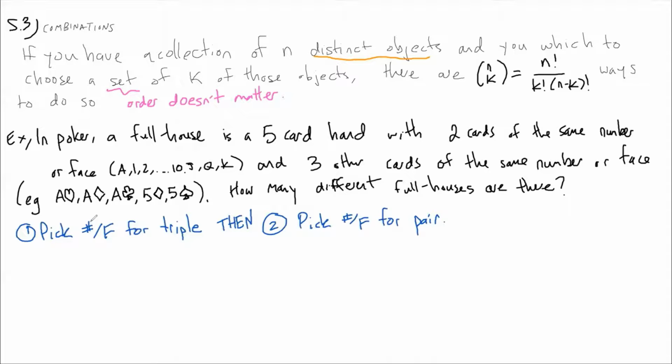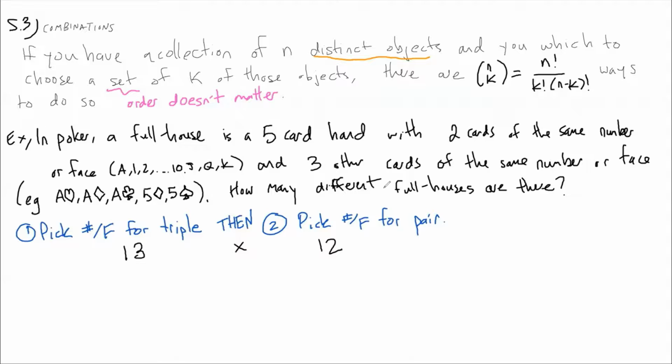So what I'm going to do then is pick my number or face for the triple. For that, there are 13 possibilities for the triple. And then if I want to pick my number or face for the pair, one of them is now gone. I definitely cannot have a pair that has the same face as the triple because that's too many cards, right? There's only 4 different suits. So for the pair now, there's only 12 left. So there's 13 times 12 ways that we could arrange this.